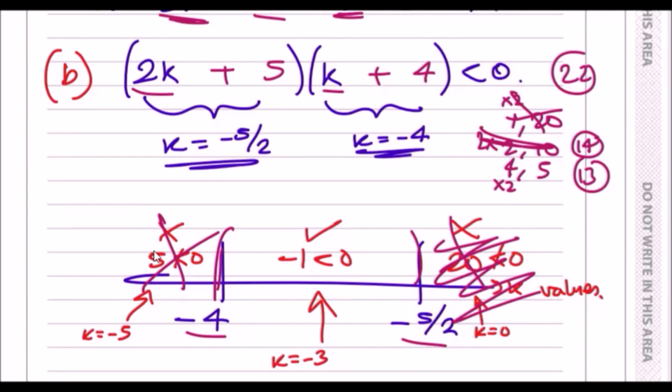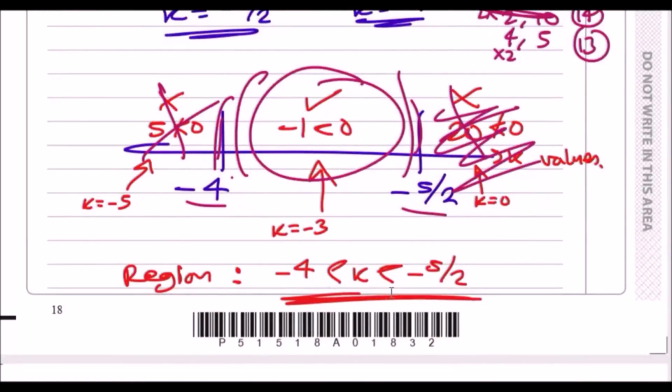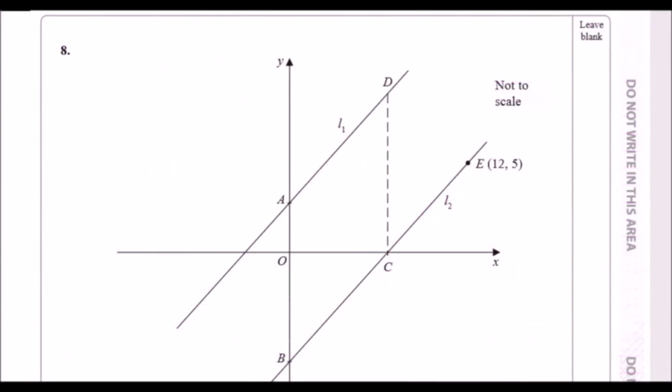And then when you put a value between minus 4 and minus 5 over 2, I chose minus 3. And then plug in minus 3 here, and I got minus 1. And yes, minus 1 is less than 0. So this means this section is true. So this means k must be between minus 4 and 5 over 2. And that's it.